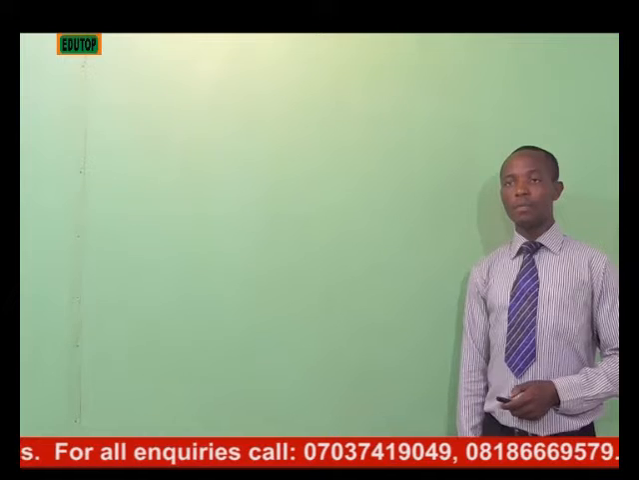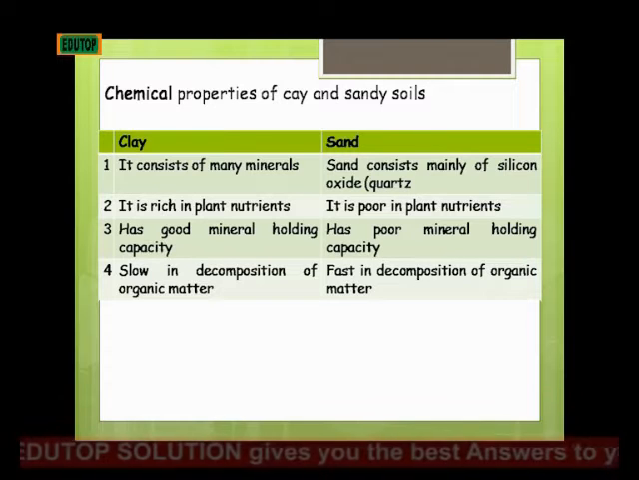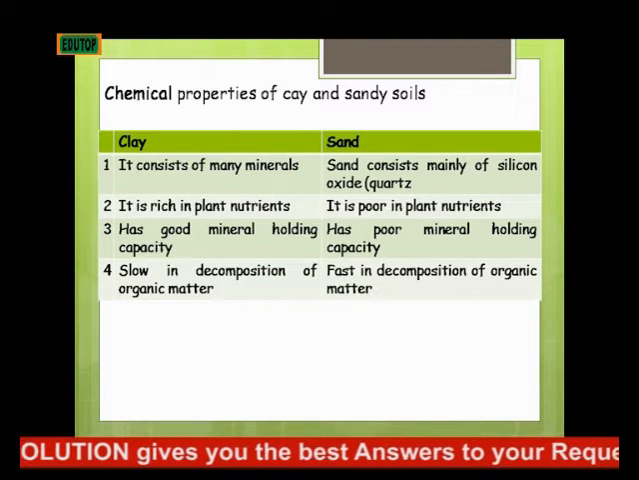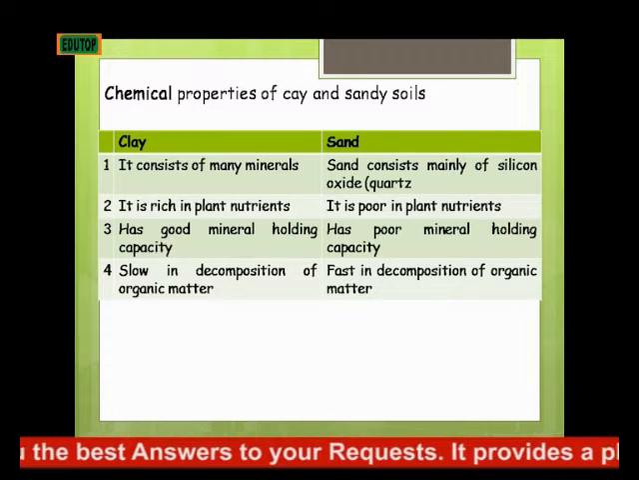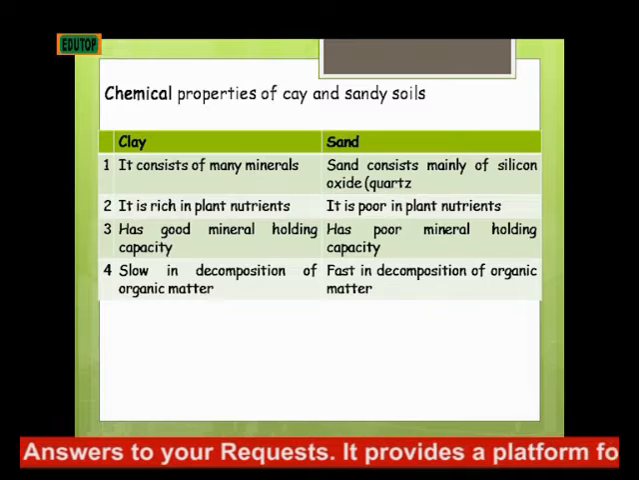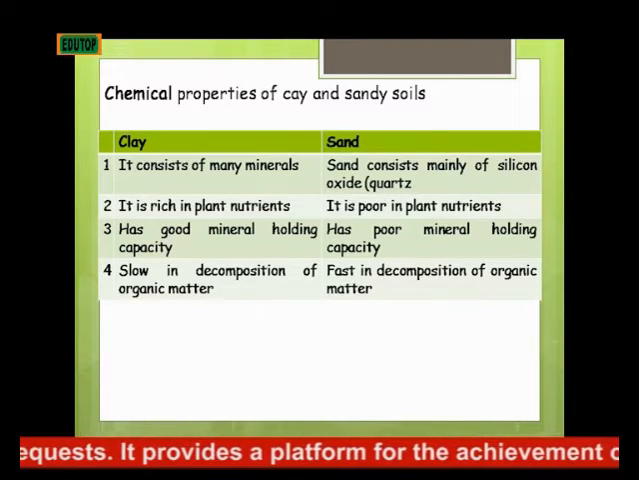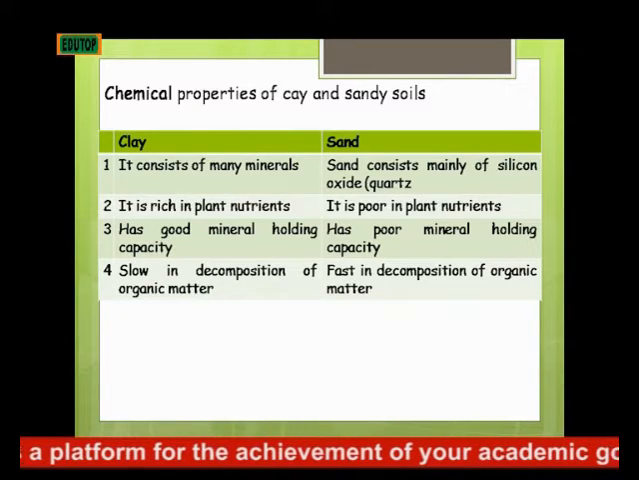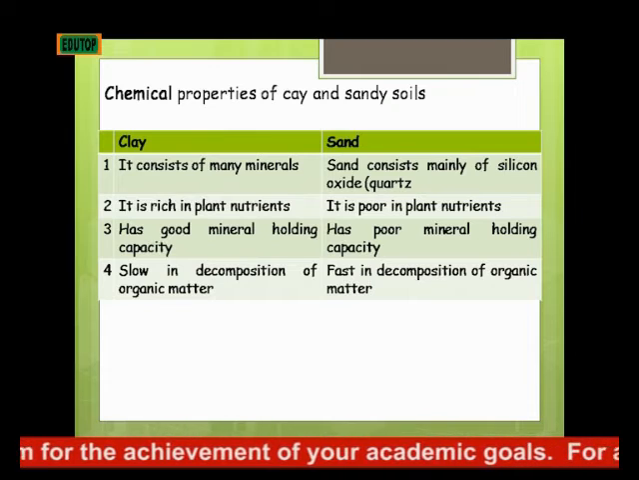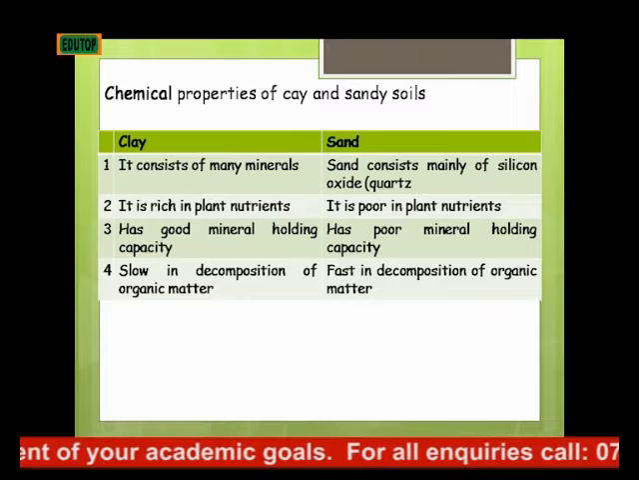Then we now look at the chemical properties of clay and sandy soil. For clay, the chemical property is that it consists of many minerals, while sand consists mainly of silicon oxide, just like what we have in quartz. Then the second property of clay is that it is rich in plant nutrients, while sand is poor in plant nutrients. For clay again, the third chemical property is that it has good mineral holding capacity, while sand has poor mineral holding capacity.